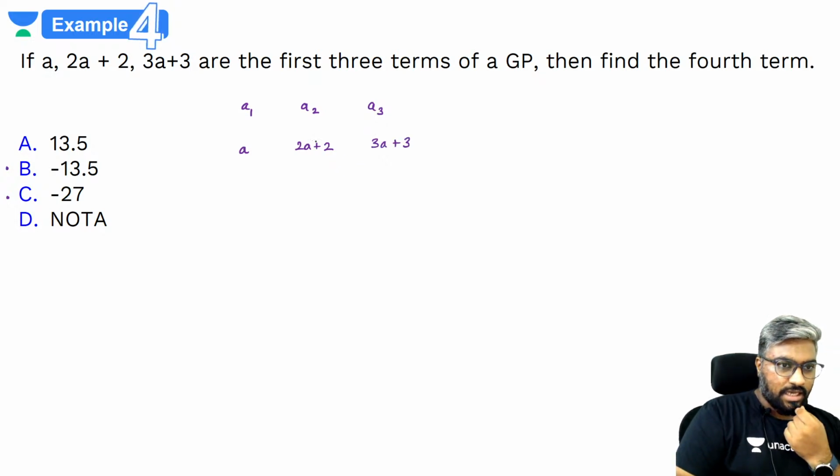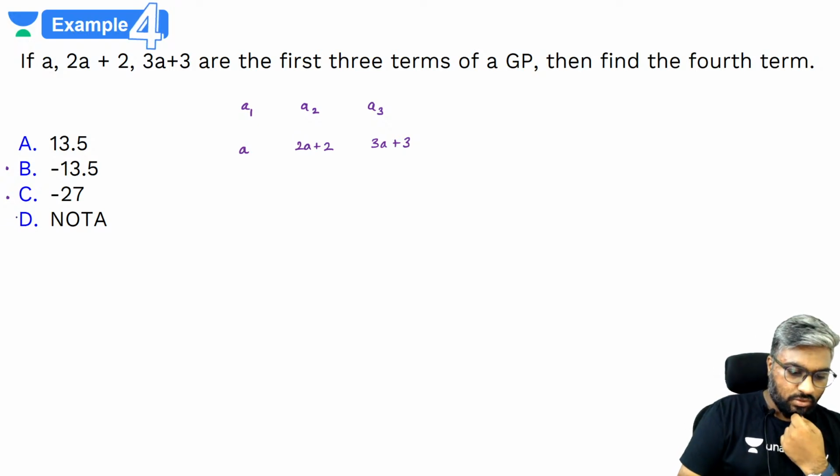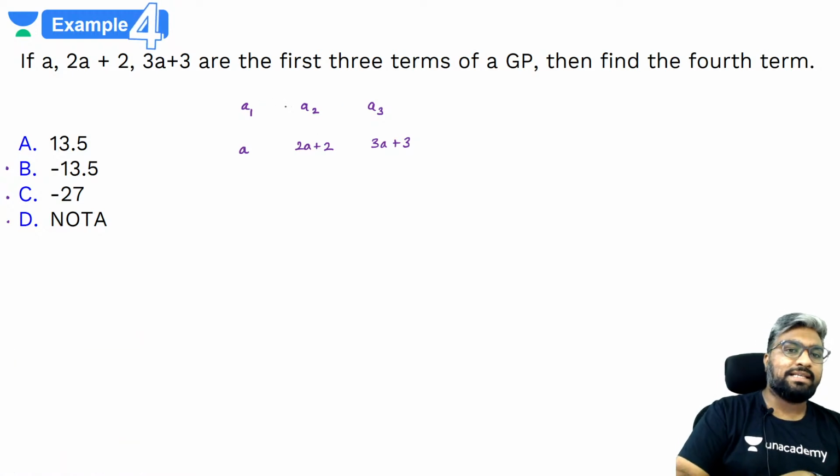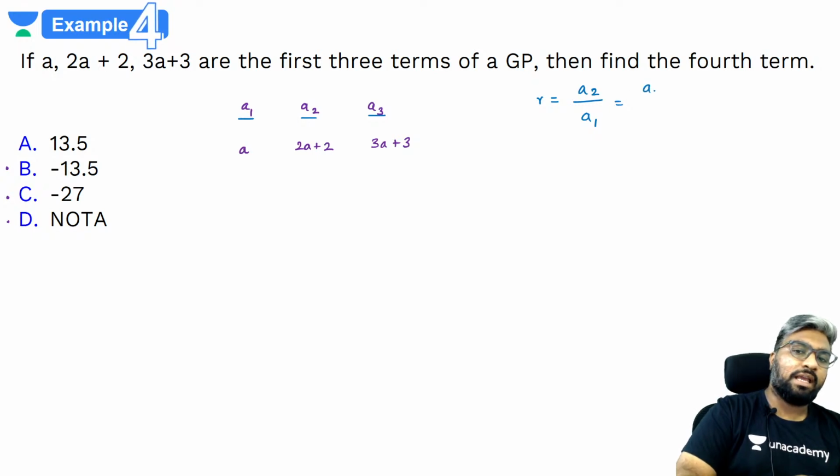Ruchika says B, Uday says D. Okay, let's start solving this. Here, what is given is that these are the first three terms of a GP, A1, A2, A3. If they are the first three terms of a GP, they are A, 2A plus 2 and 3A plus 3. We know that the common ratio r will be equal to A2 by A1, which will also be equal to A3 by A2, right?